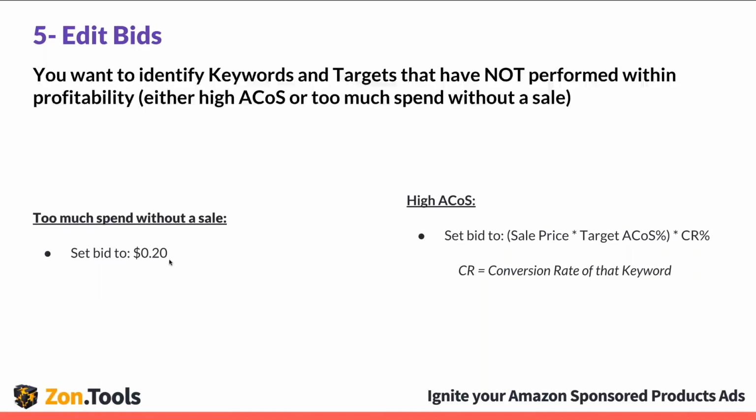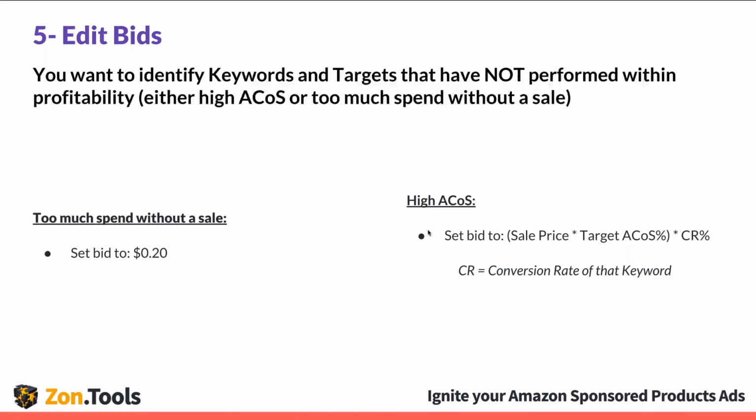You might be in a very, very small non-competitive niche, so your max bid could be 0.20, or it could be a lot, but generally speaking, 0.20 is a very low bid. That's why we want to just stop bidding, or bid very low, on things that are not performing or have not generated sales. So again, for too much spend without a sale, set the bid to 0.20.